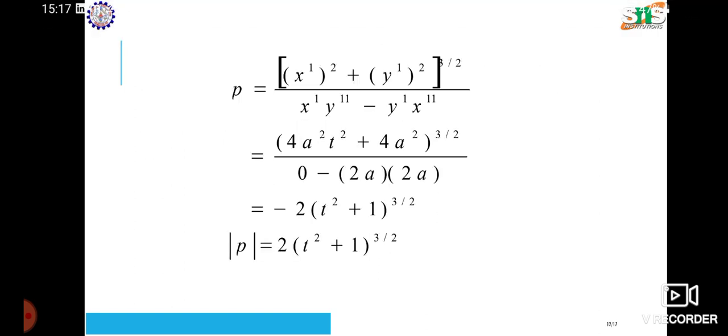After substituting there, we get minus 2a into t square plus 1 whole power 3 by 2. Already I said we should never attain a negative value in radius of curvature. So that's why I am taking the modulus of rho. So again we get a positive value as the radius of curvature.